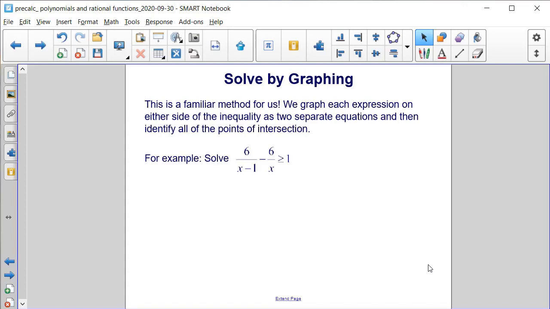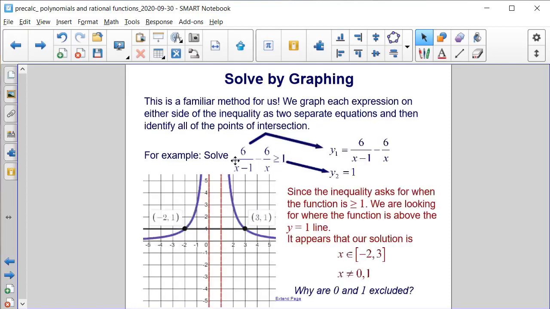When we solve rational functions by graphing, it's very familiar to us. We graph each expression on either side of the inequality as two separate equations or functions. Then we identify all of the points of intersection. So for example, we're going to solve 6 over x minus 1 minus 6 over x and determine where this function is greater than or equal to 1.